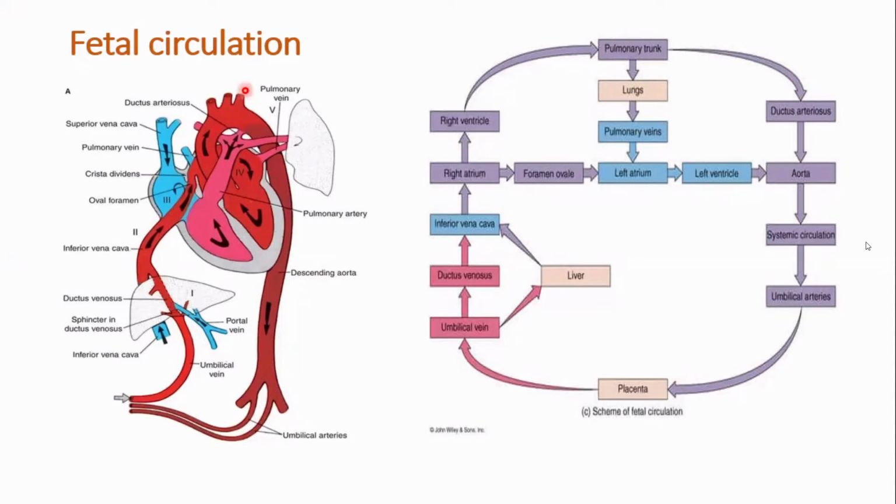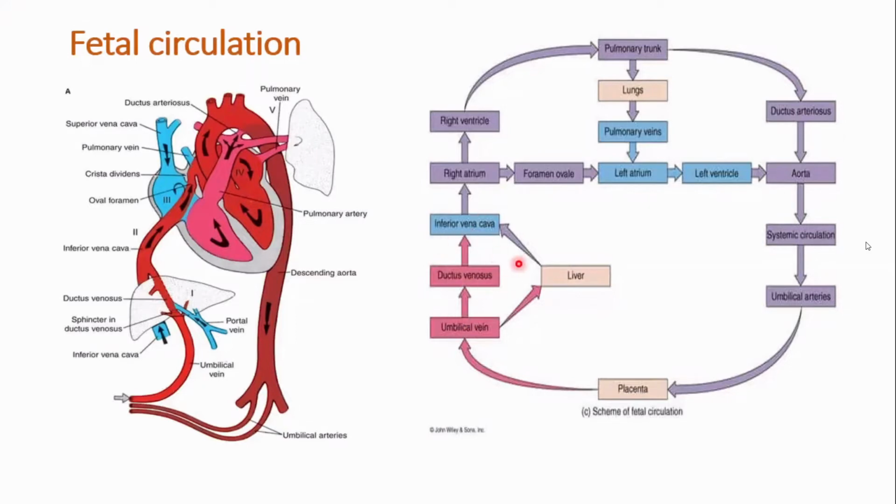So basically, the head and neck will be receiving relatively more oxygenated blood, and the lower limbs will be receiving a little bit more deoxygenated blood. Okay, so this is about fetal circulation. So what is the difference in fetal circulation? The main organ of gaseous exchange is the placenta, not the lungs.